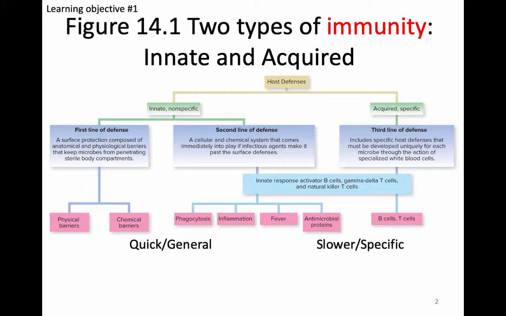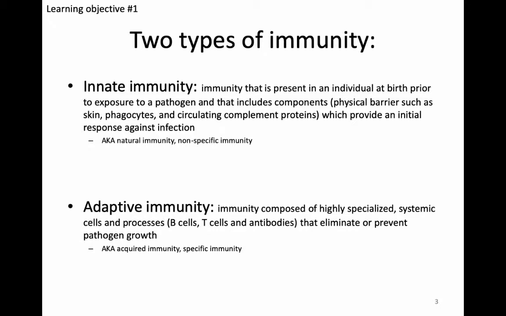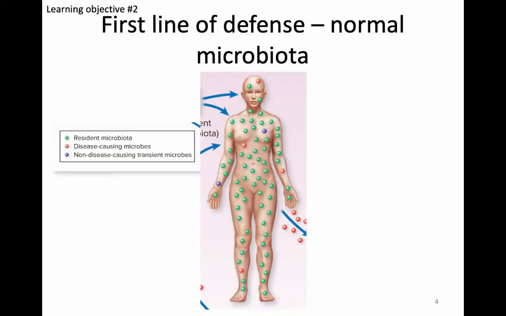Compare that to the acquired immune system, which is a much slower response and takes several days or weeks to build, but is very specific. So there's a tailored response to each individual microbe. So we'll start by talking about the first line of defense. Defined here are the two types of immunity, and also listed under them are phrases that mean the same thing. So synonymous with innate immunity, you may also see it referred to as natural immunity or nonspecific immunity. Adaptive immunity you can also call acquired immunity or specific immunity. So let's focus in on innate immunity, the first line of defense.